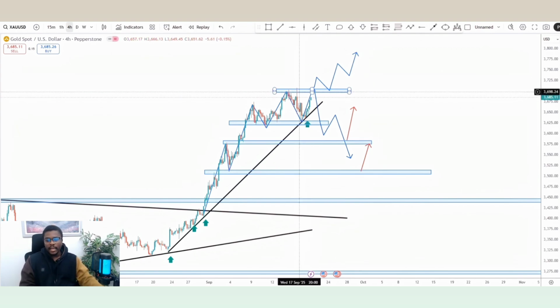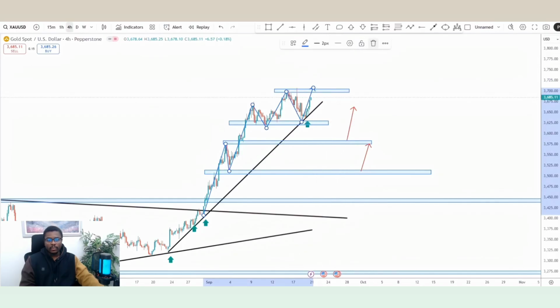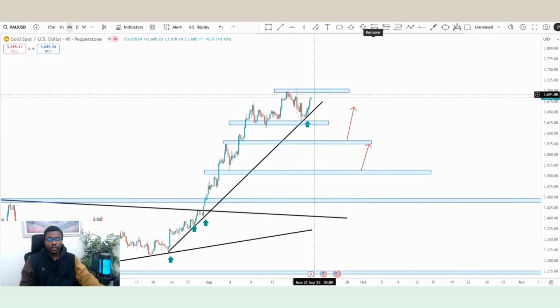I'm looking to see how price responds to these previous highs here. So at the moment, price is currently heading in that direction. Once price gets there, we'll wait to see what the price reaction looks like there. Again, a break of this level to the upside might mean continuation of this buy trade.